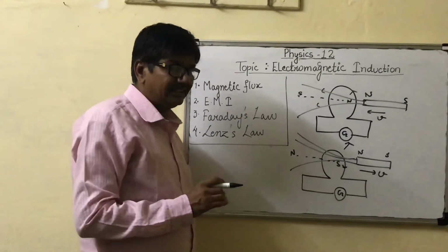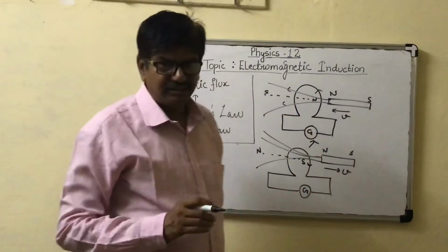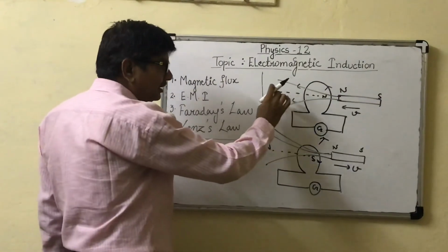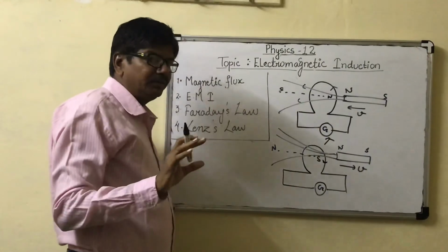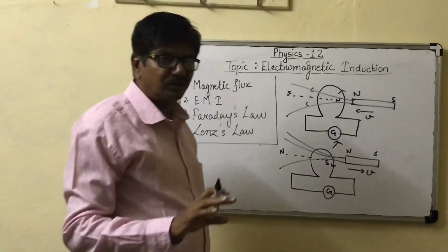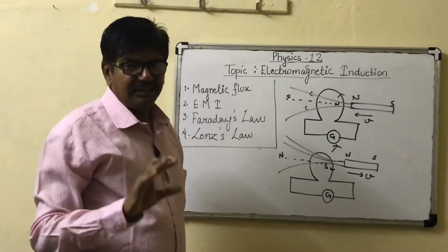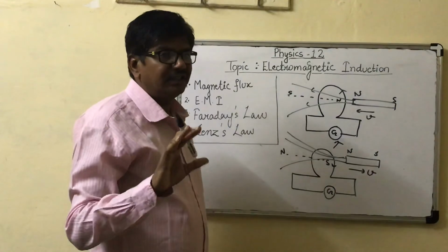So we can say Lenz's law follows the conservation of energy. In both ways, when the north pole moves towards the coil or away from the coil, some work has to be done against the force of repulsion or attraction. This work is converted into electrical energy as induced current.